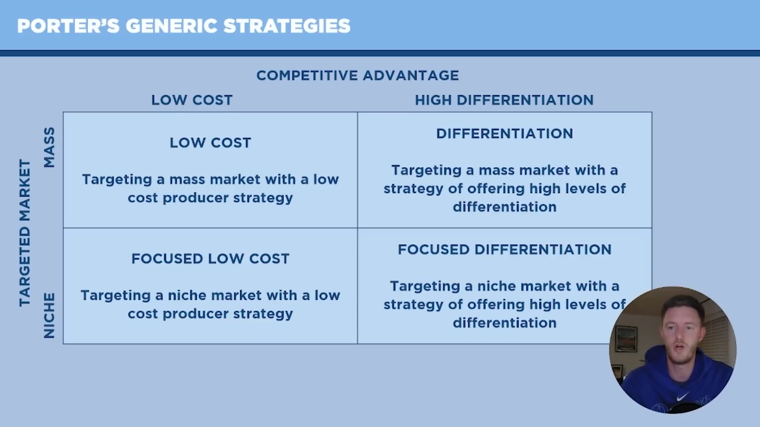Now, some of these are more common than others. We see quite a lot of mass low cost because you might need to produce at a mass market with high output in order to benefit from economies of scale to allow the low costs. We also see a lot of mass market differentiation. We see quite a lot of focused differentiation.